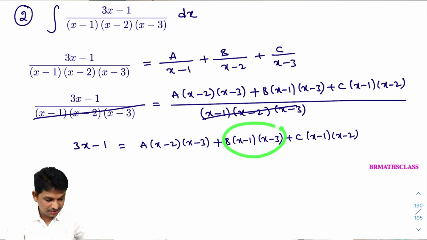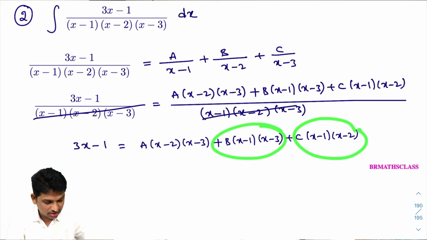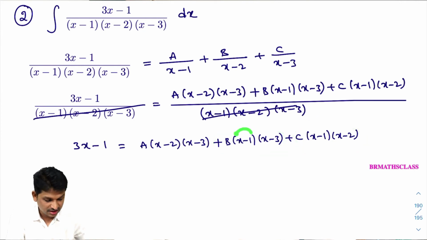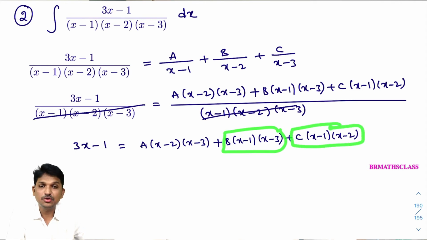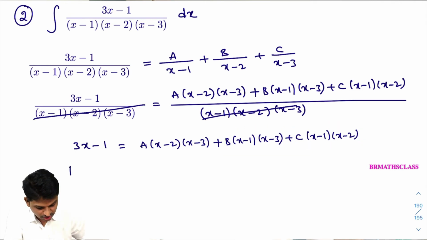So you make this b value, c value 0. How to make b value, c value 0? In this, you observe that x minus 1 is common here, here, and here. You put x equal to 1. When you put x equal to 1, this term will become 0 and this term also will become 0. Put x equal to 1 so that you will get a value.